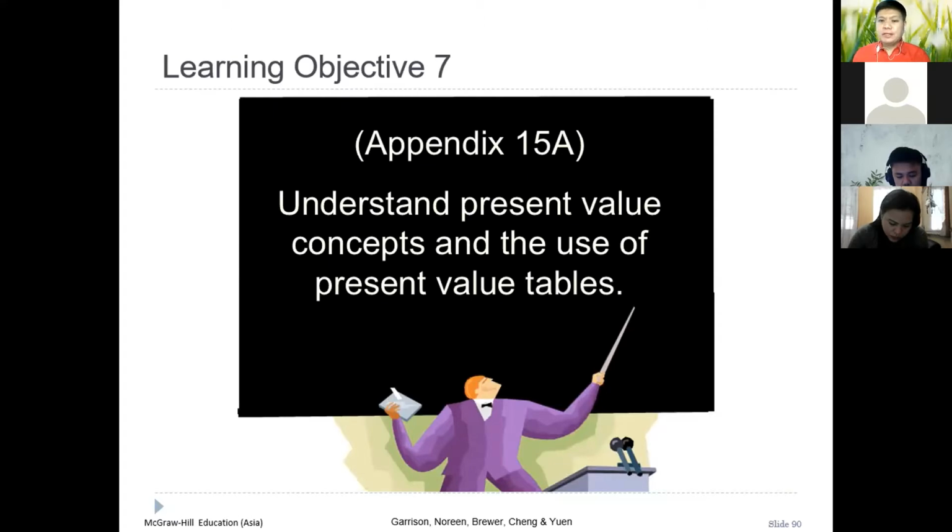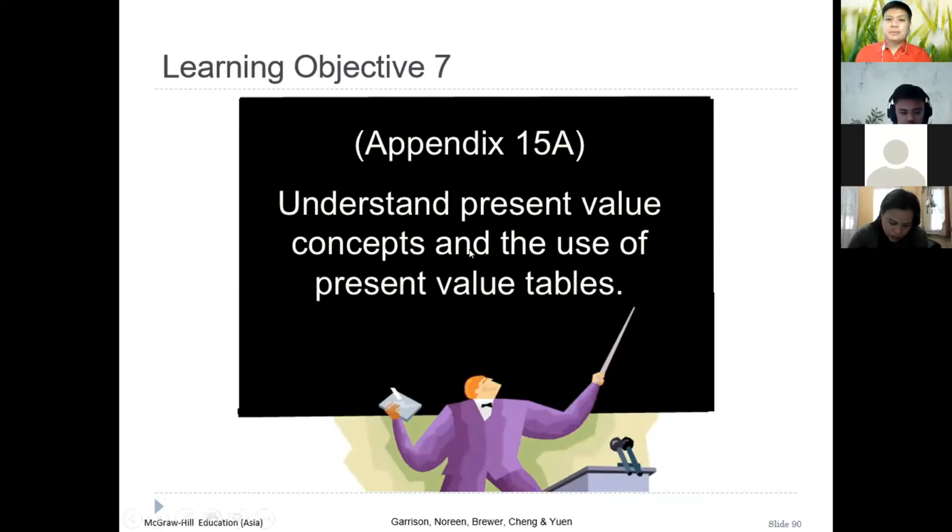Do you see my screen? Yes po. Nakikita ba po, sir, yung screen? Yes po. Okay.